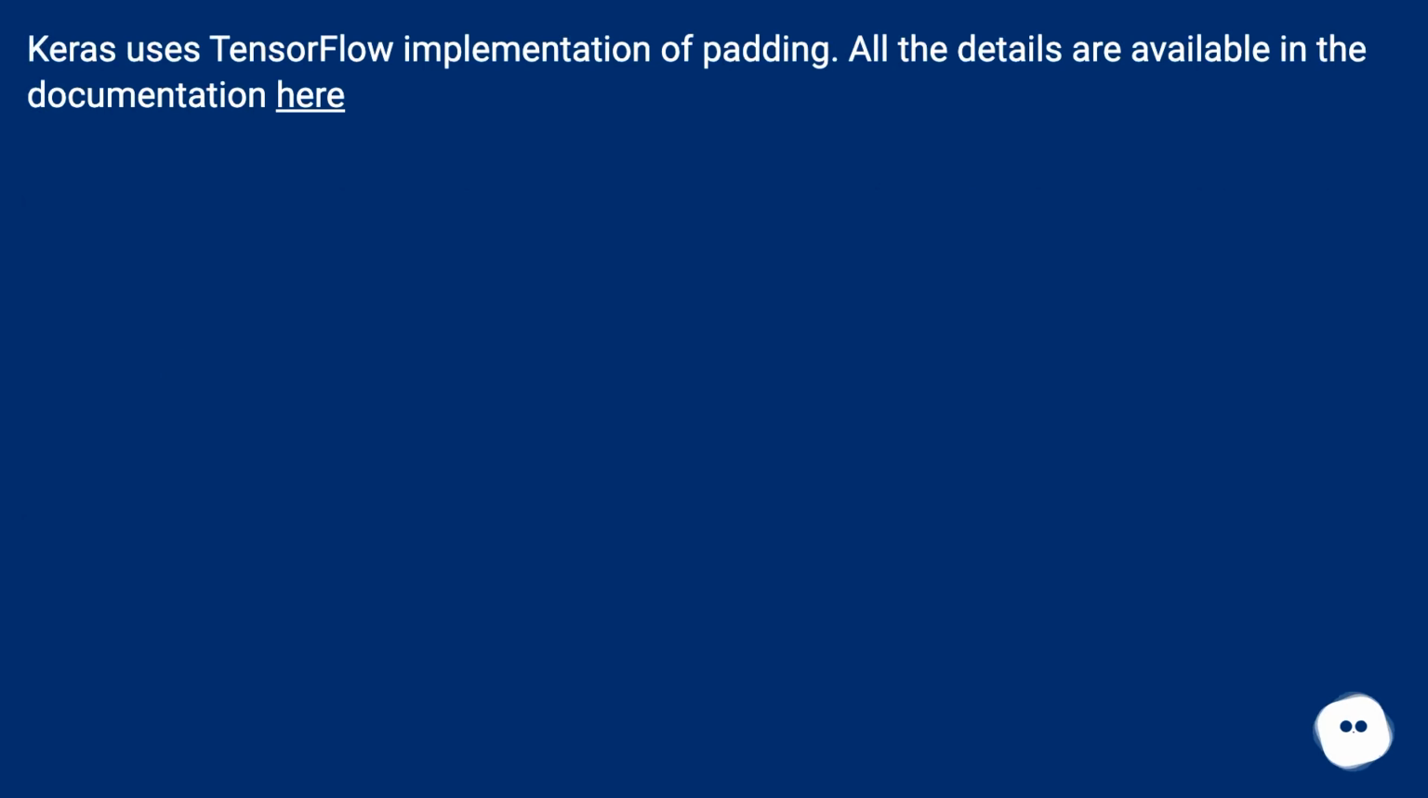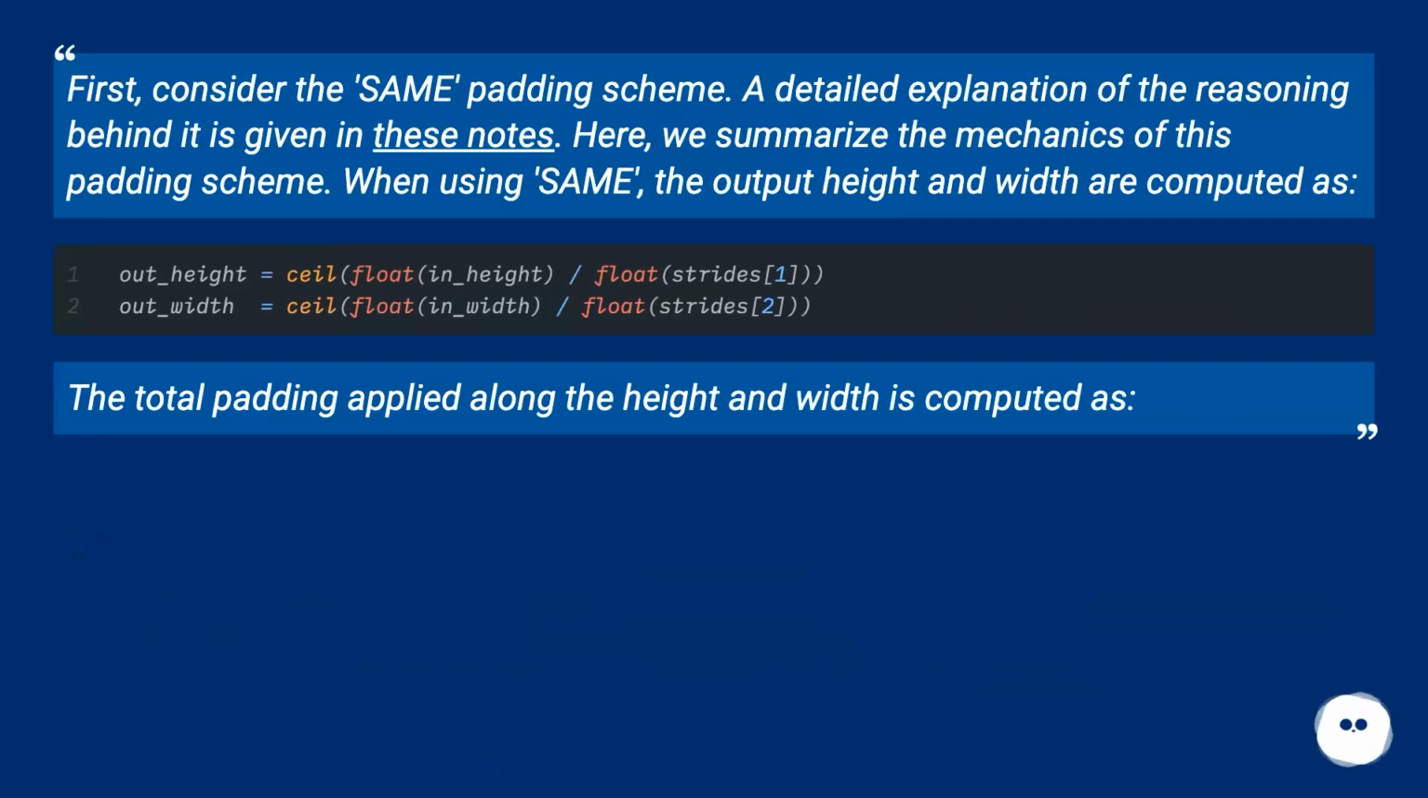Keras uses the TensorFlow implementation of padding. All the details are available in the documentation here. First, consider the same padding scheme. A detailed explanation of the reasoning behind it is given in these notes. Here, we summarize the mechanics of this padding scheme.